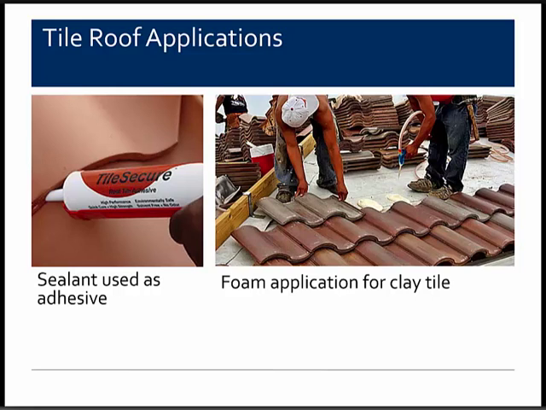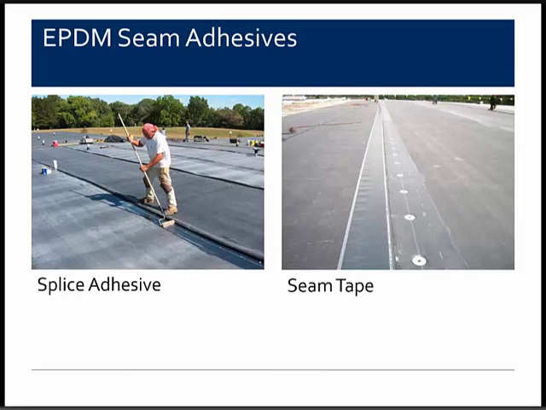In EPDMs, we have the old-fashioned splice adhesives on the left, which is a contact adhesive, where the gentleman's putting the adhesive down on the one end, and the other end gets adhered also. They would install some lap sealant in the seam to prevent water from traversing through the seam from one sheet to the other.